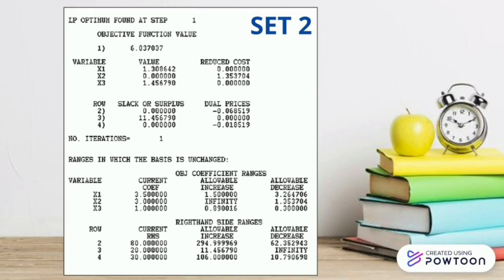For the X2, which is grilled catfish, we can increase the price by any amount that we want as the data is infinity. And we also can lower the price by RM1.40, becomes RM1.60. For the X3, which is nugget, we also can increase the price by 90 cents, becomes RM1.90. Also, we can lower the price by 30 cents, becomes 70 cents. Rows 2, 3, and 4 are the carbohydrate, fat, and protein respectively.